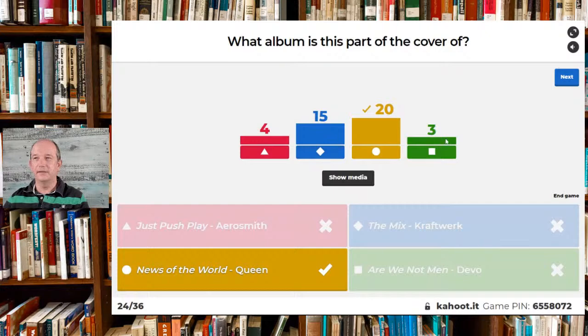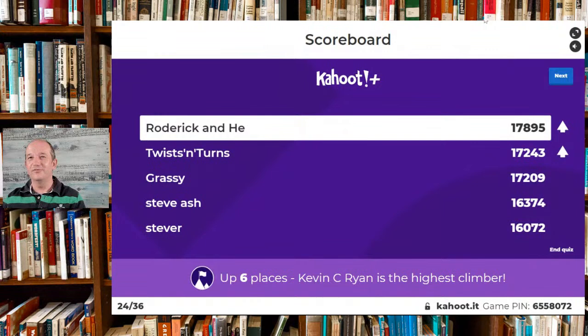Well done, Nathaniel. Roderick and Helen sneaking back up into first place. Well done. Twists and Turns is definitely after it there. He's definitely on the march there. Grassy, Steve, Ash and Steve are still in the top five. Kevin C. Ryan is the highest climber, up six places. Well done. So we've got about 42 of you playing. So that's brilliant. That's the top five. I can't access the others, unfortunately, which is a real shame. It would be fun. But absolutely great. Well done. Keep it up.